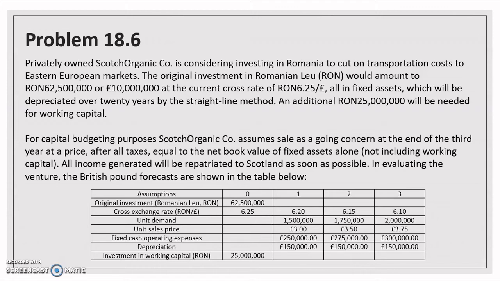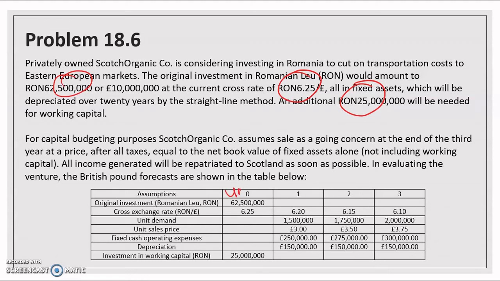In problem 18.6, Scott Organic Company is considering investing in Romania to understand how they can manage their transportation cost. Now, the initial investment amount is going to be Romanian leu 62.5 million or 10 million pound. The cross rate has been given as 6.25 RON per pound. They will also have to account for an additional working capital of 25 million RON. Okay, so these are the three details that we looked at.